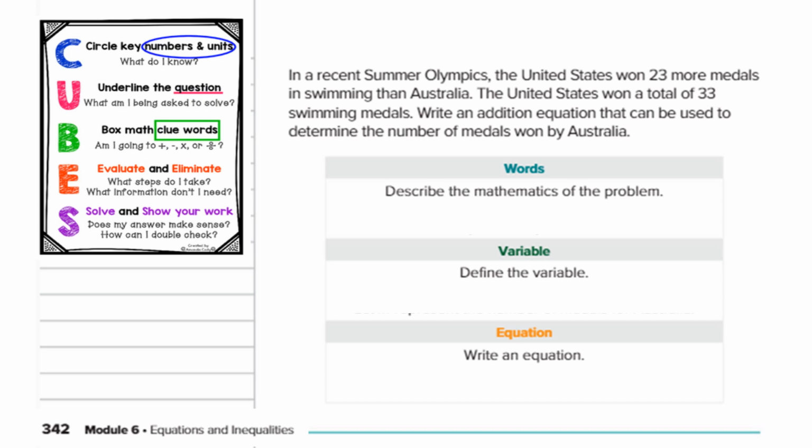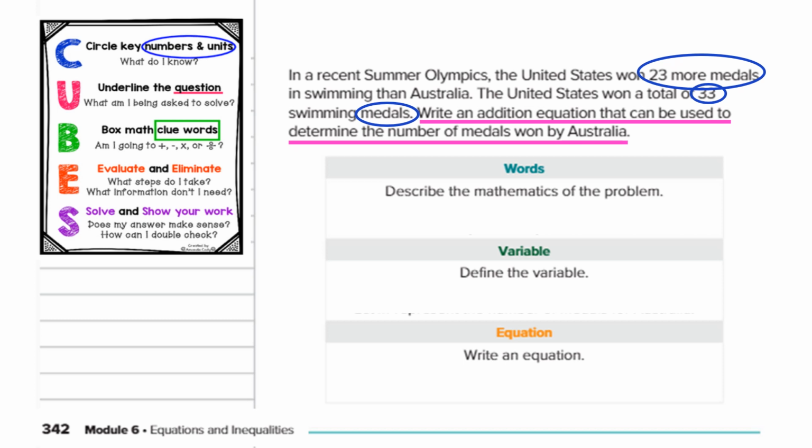I find the answer. This particular question says, in a recent Summer Olympics, the United States won 23 more medals in swimming than Australia. The United States won a total of 33 swimming medals. Write an addition equation that can be used to determine the number of medals won by Australia. So I know I have 23 more medals than Australia does, and they have 33 medals. And I'm underlining my question, write an addition equation that can be used to determine the number of medals won by Australia. My clue word is the idea of more.